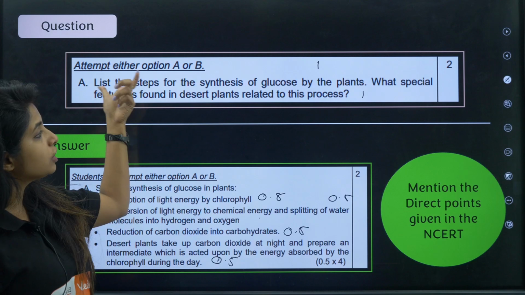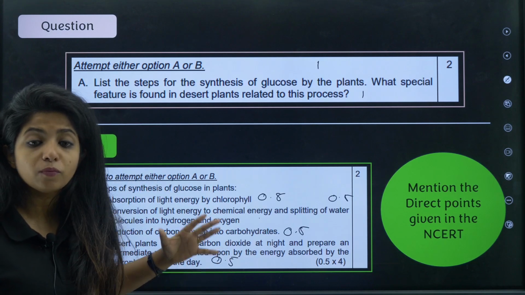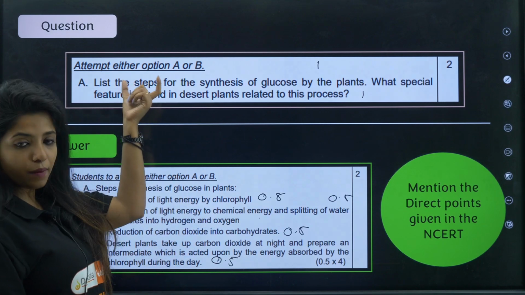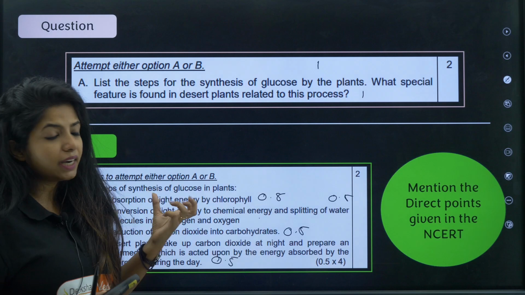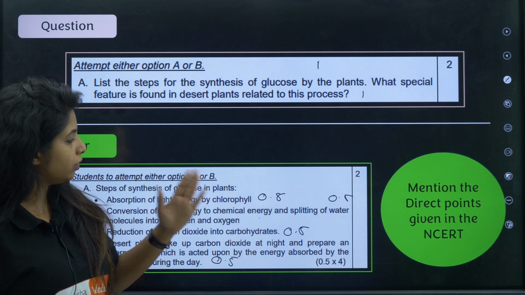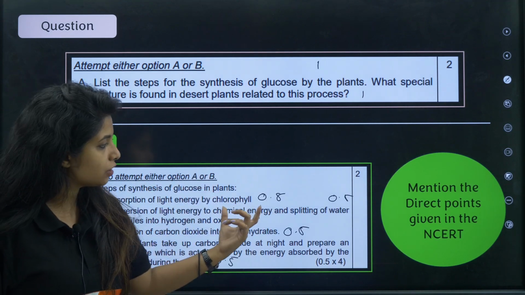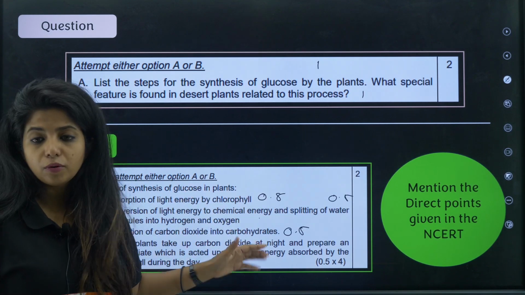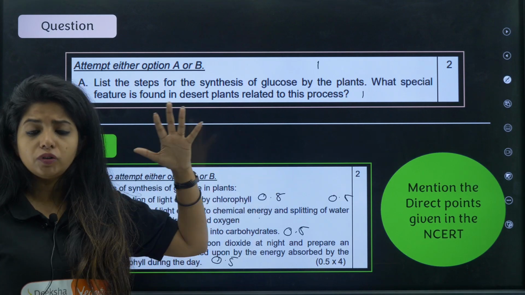That is very much important in the case of biology. In biology, whatever the question demands, you have to write it. Do not be worried about the marks that will be allocated. Whatever the question demands, do not write it too big. Just write absorption of light by chlorophyll, done. Conversion of light energy to chemical energy, splitting of water, done. And then reduction of carbon dioxide to carbohydrates. You do not have to write the equation for photosynthesis, nothing.